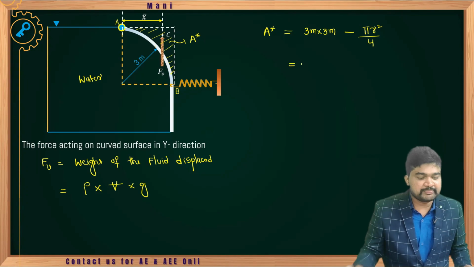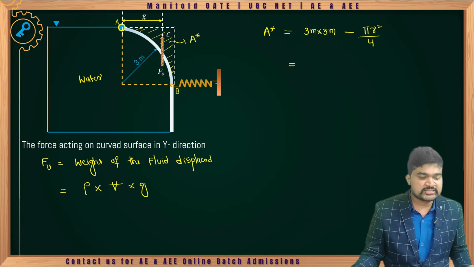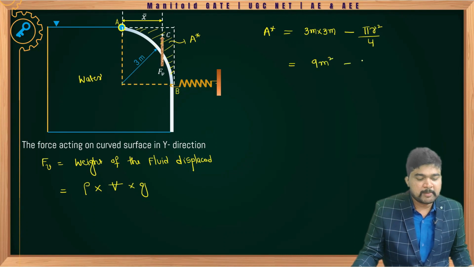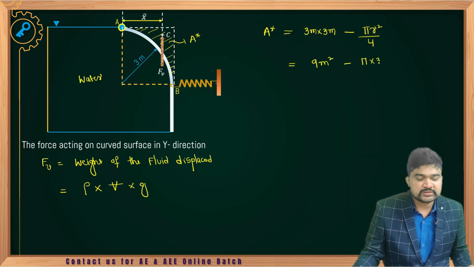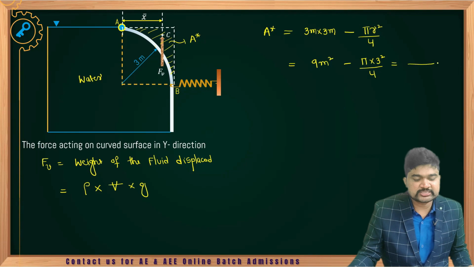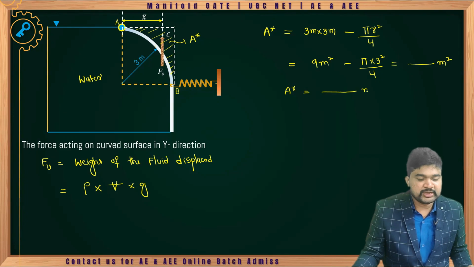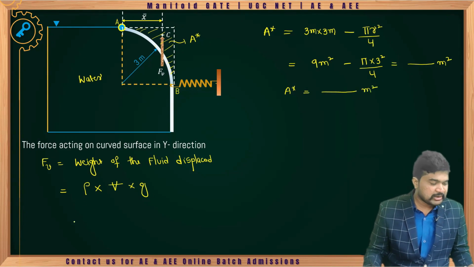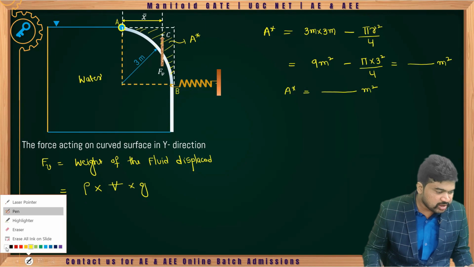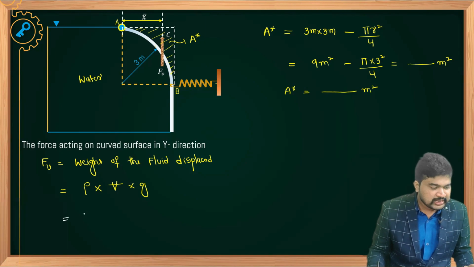So now tell me here. This is equivalent to pi into R square. Correct na? So 3 into 3, 9 meter square minus pi times 3 square by 4. That is dash meter square. A star is equal to dash meter square. Now tell me, what is the magnitude of Fv? Tell me. 10 cube.